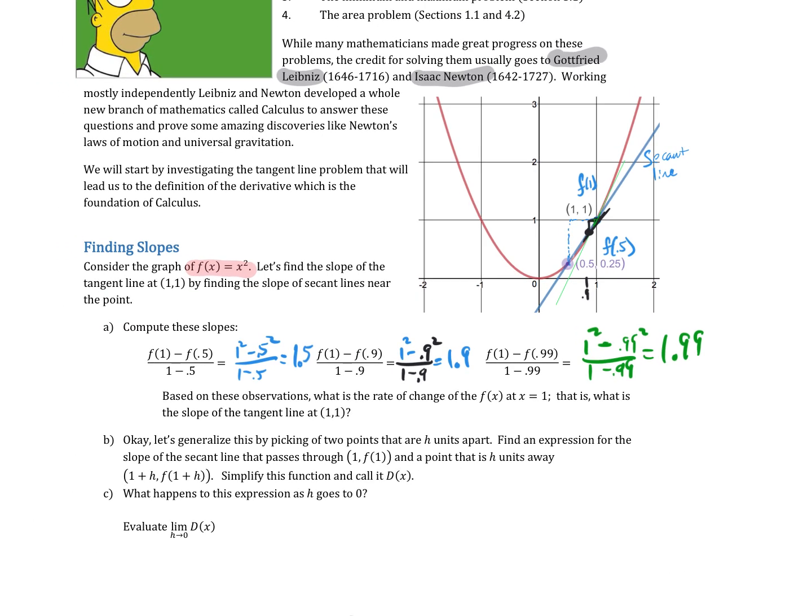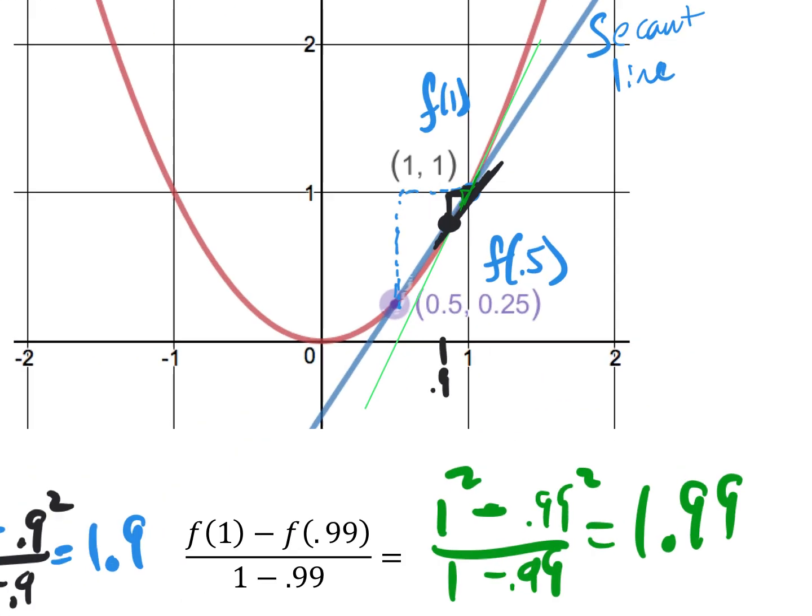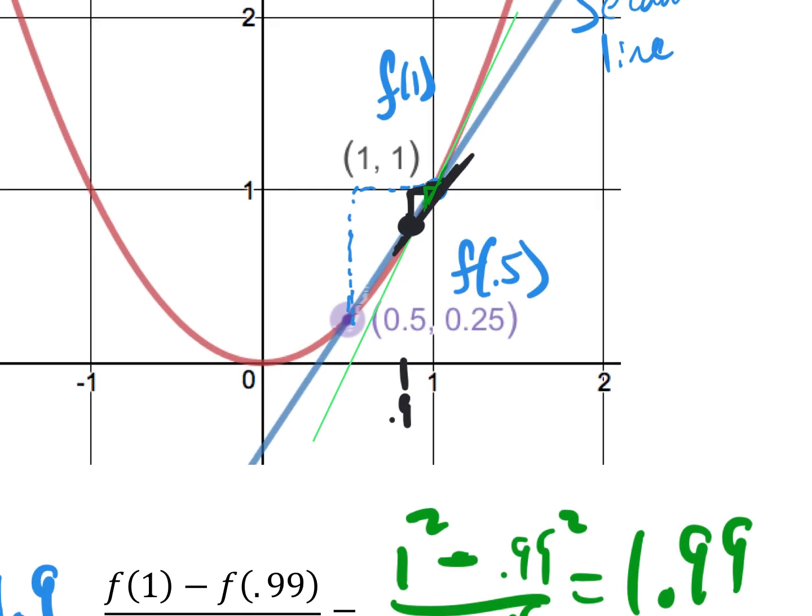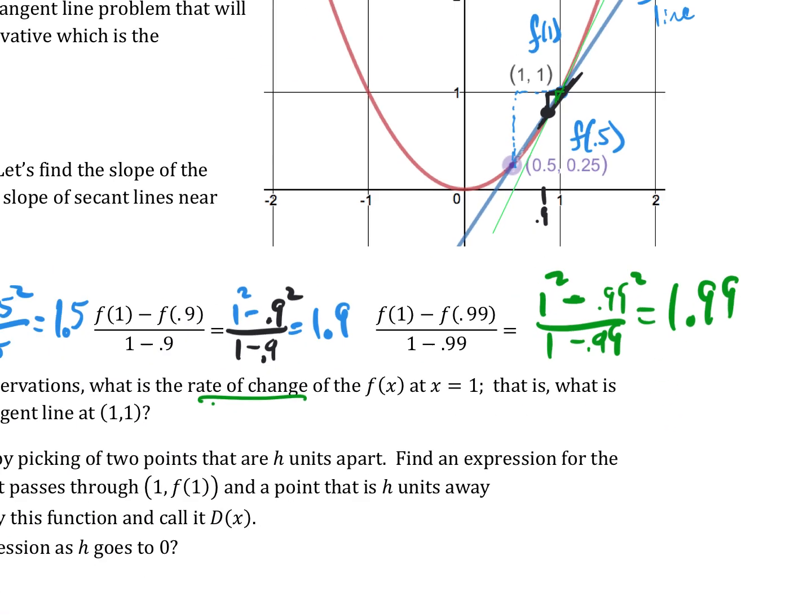Well, what are these numbers getting close to? They're getting close to 2. And the closer we get, it's going to be like 1.999999. It's going to be really close to 2. So based on these observations, the rate of change, how quickly it's changing here, the change in y over the change in x, that's the rate of change.